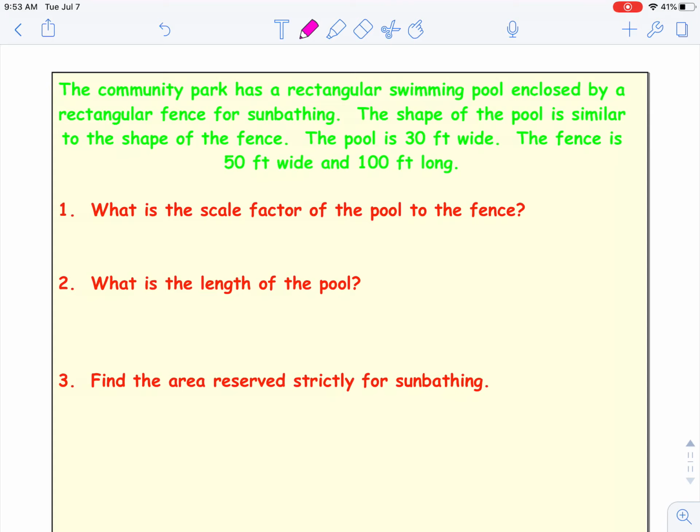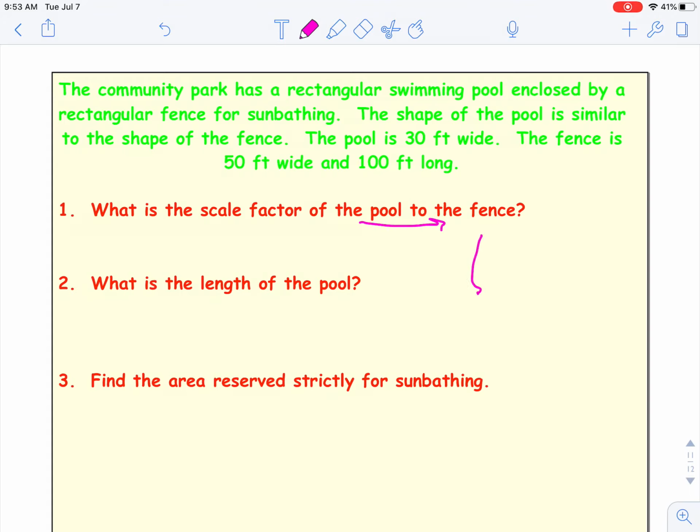It says the community park has a rectangular swimming pool enclosed by a rectangular fence for sunbathing. So you have a swimming pool and you have a concrete area for just laying out in the sun. The shape of the pool is similar to the shape of the fence. The pool is 30 feet wide, the fence is 50 feet wide and 100 feet long. So what is the scale factor of the pool to the fence?